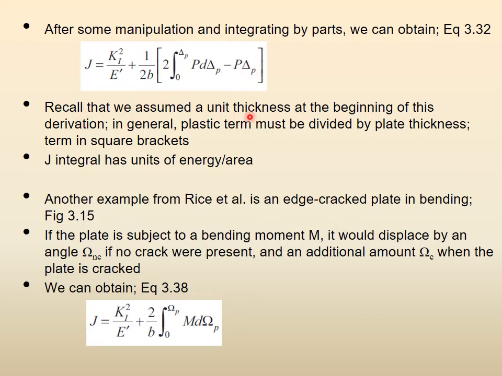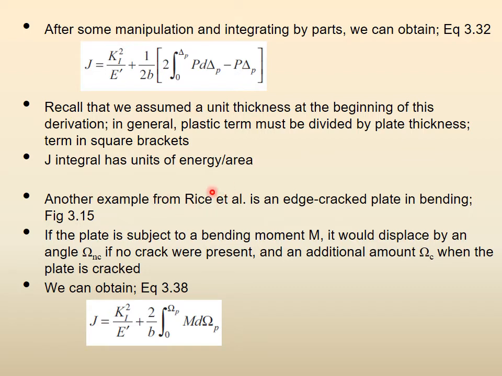Recall here that we assumed a unit thickness at the beginning of this derivation. In general, the plastic term must be divided by the plate thickness. So this term should be divided by the plate thickness, but because we are taking unit thickness, otherwise the area, it is force upon area. So the area is some dimension b into the thickness. So the plate thickness capital B will also be there. J integral has units of energy per unit area. It is the same as G, energy per unit area.